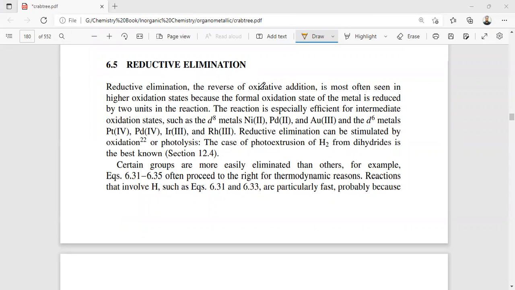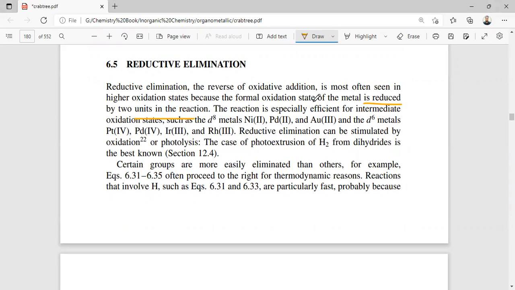So in this lecture, I will teach about another classic example of organometallic chemistry, that is reductive elimination. Reductive elimination is the reverse of oxidative addition, most often seen in higher oxidation states, because the formal oxidation state of the metal is reduced by 2 units in this reaction.